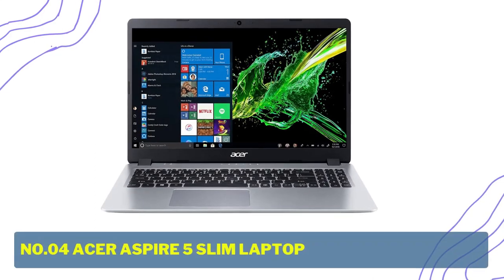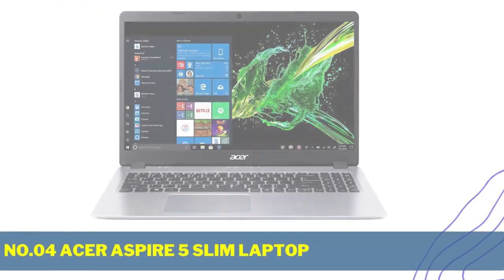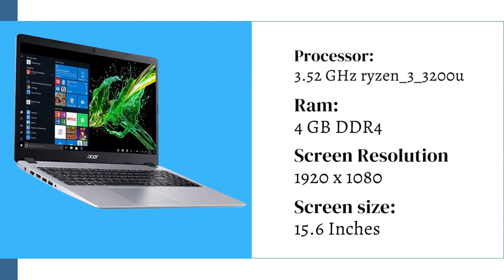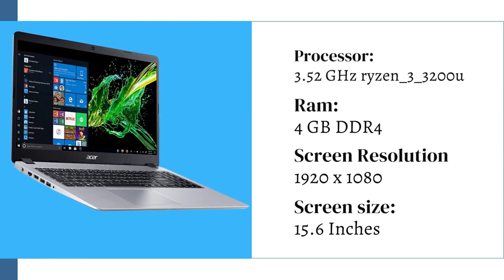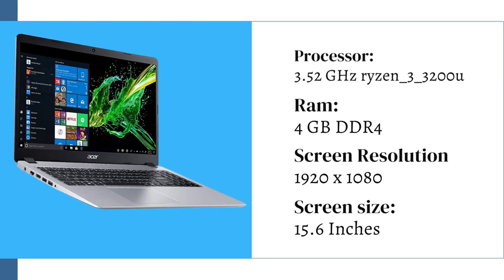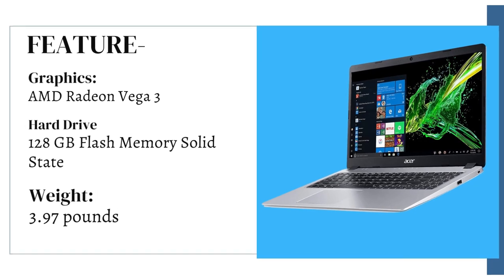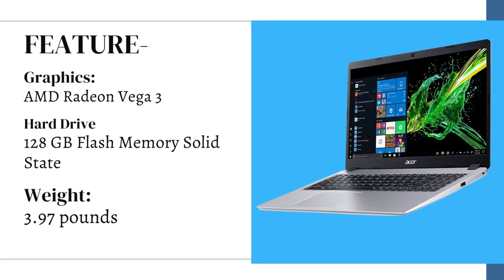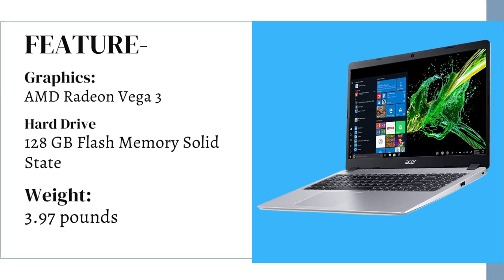Number 4. Acer Aspire 5 Slim Laptop. It comes with Intel Celeron processor with 3.52 GHz Ryzen_3_3200U, 15.6 inches display. It has 128 GB flash memory solid state, hard drive with AMD Radeon Vega 3. It weighs only 3.97 pounds.